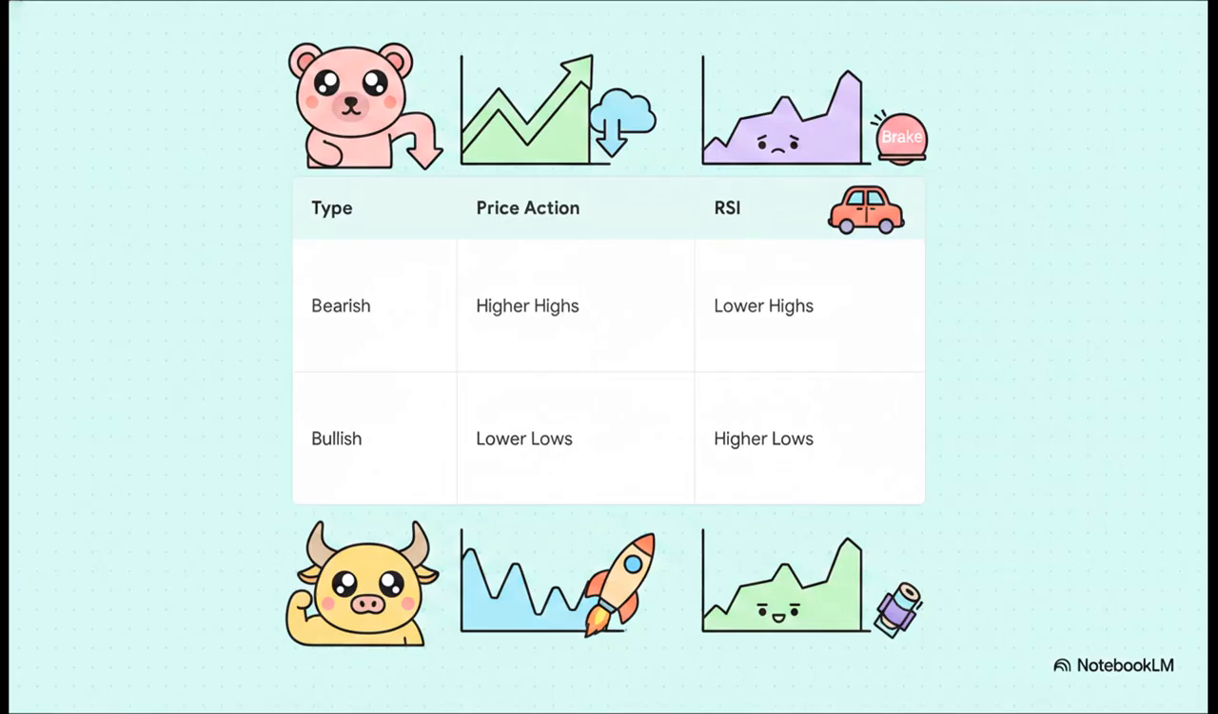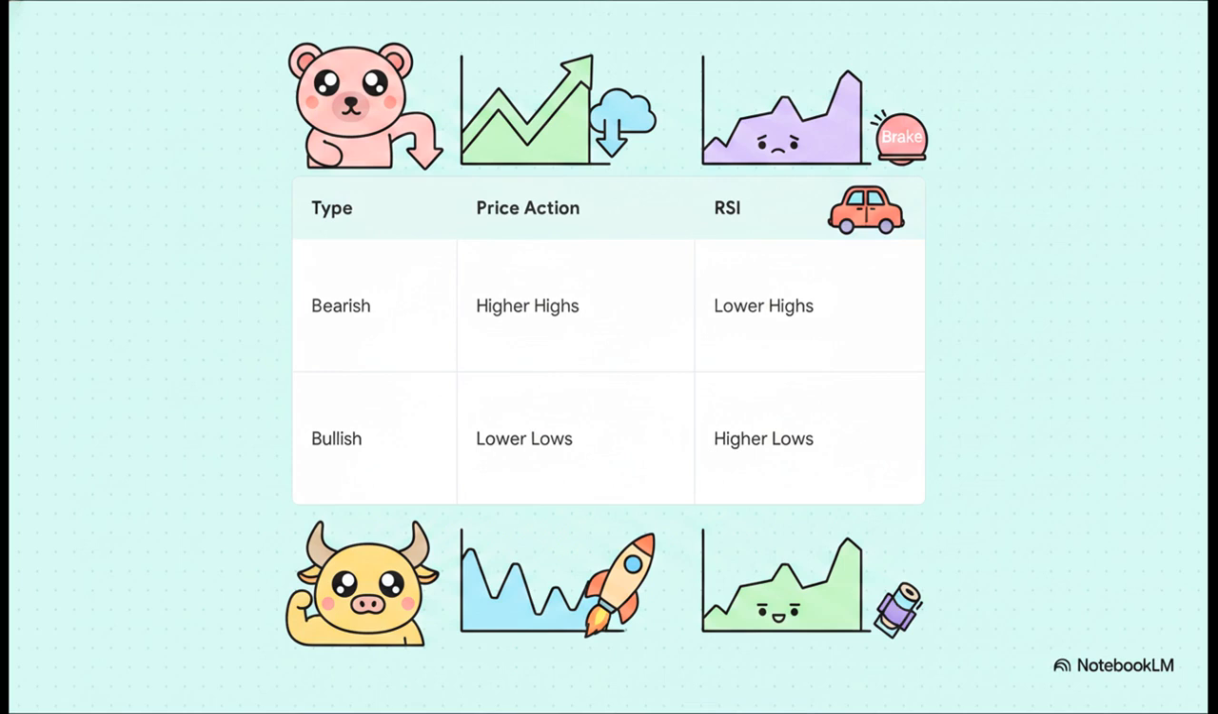Let's break down the two main types so you know exactly what to look for. First up is bearish divergence. This happens in an uptrend. The price action is making higher highs, but the RSI is making lower highs. They're totally disagreeing. The momentum is slowing down, signaling a potential U-turn to the downside.